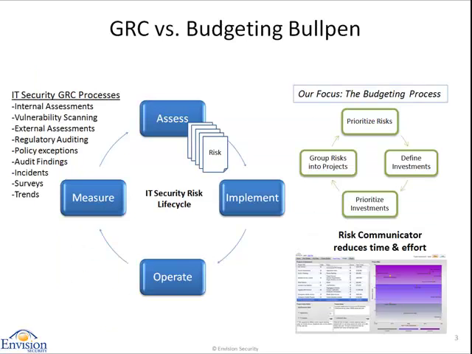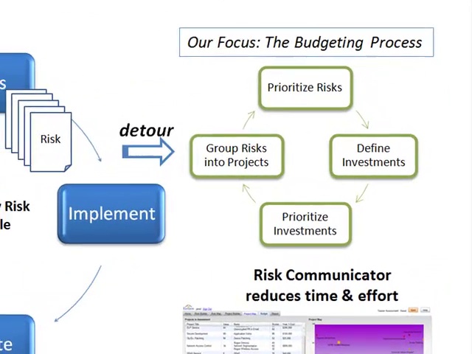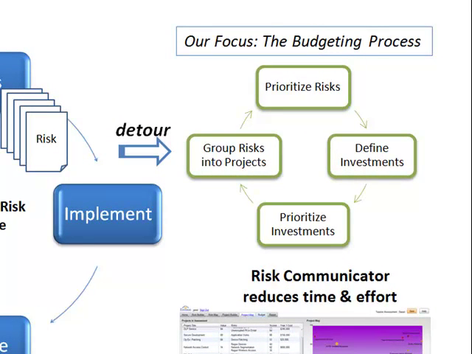Before we move to the application, it's important to understand the focus of Risk Communicator. Whether you have a formal or ad hoc governance, risk, and compliance process, you must still take a detour to construct and justify your security budget. Risk Communicator sits between the GRC steps to identify your risks and the resources needed to mitigate them. We focus on the budgeting process that's often more political than technical. Risk Communicator facilitates the green workflow of prioritizing risks, defining projects to mitigate them, and prioritizing those investments.